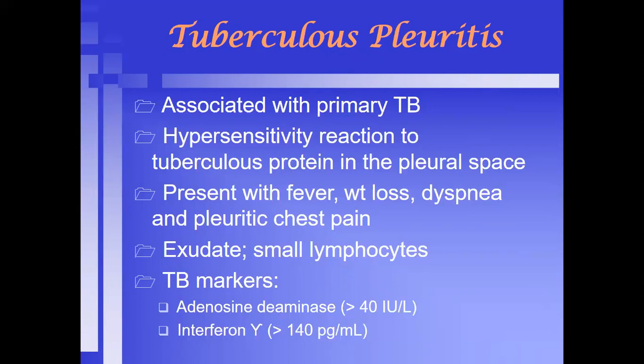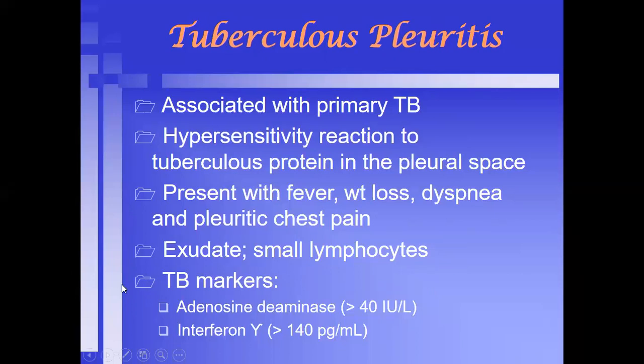So patients with TB pleuritis will usually present with fever, weight loss, dyspnea, and pleuritic chest pain. When you do your thoracentesis, your fluid will be exudative and, very commonly, you would see a lot of lymphocytes. So if you do thoracentesis and see a lot of lymphocytes in the pleural fluid, then always think of the possibility of TB.